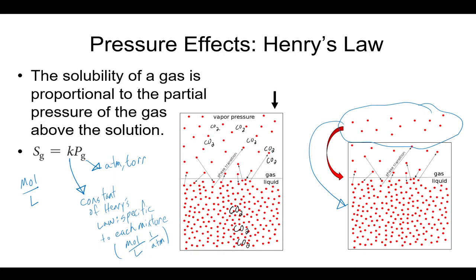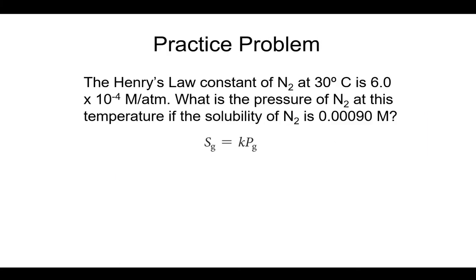So let's look at an actual quantitative problem that is pretty straightforward, but sometimes students get confused with units. So feel free to pause the video here and practice this problem on Henry's law. Otherwise, I'll go ahead and solve it. Okay, so Henry's law constant for nitrogen at 30 degrees Celsius is 6 times 10 to the negative 4 molar per atmosphere. You're always going to have concentration per pressure as your Henry's law constant units. What is the pressure of nitrogen at this temperature if the solubility is 0.0009 molarity?